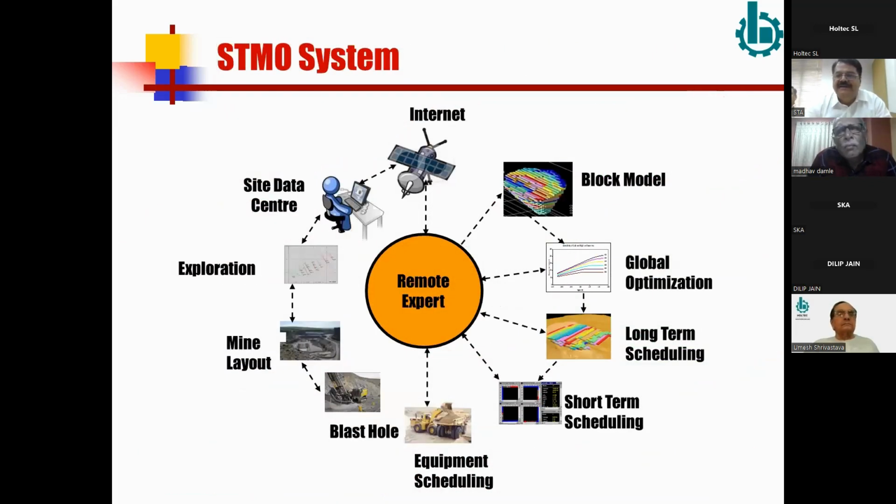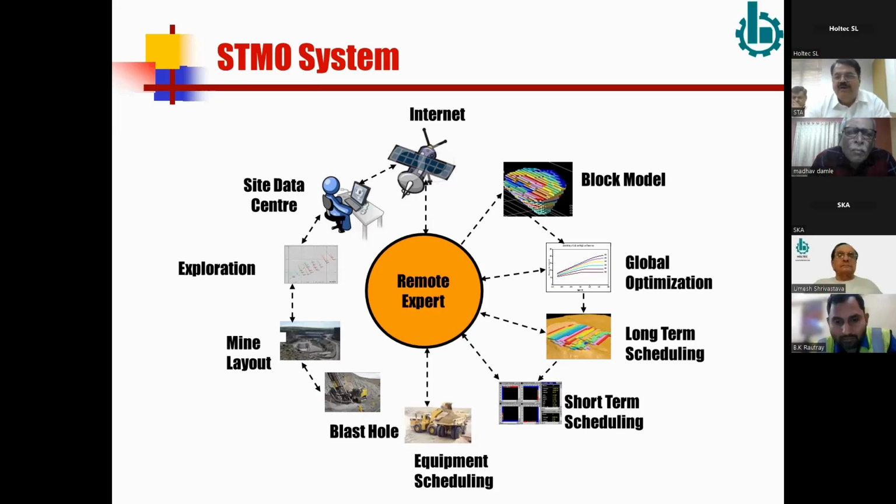So this is basically the short-term mine optimization system. The exploration is being carried out and the data is collected by the client, and through the internet it is sent to the remote expert. The remote expert can prepare the block models, do the global optimization, do the long-term scheduling, do the short-term scheduling, and send it back to the site.